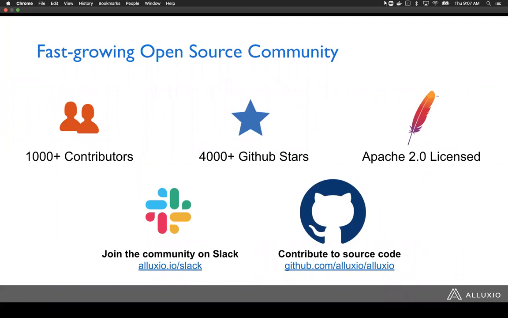We have a fast growing open source community. We have a variety of contributors from both the industry and academia spread across different parts of the world. Our GitHub repository is extremely active, and in case you want to learn more about the project, feel free to get in touch with us on our community Slack channel. The link is there on the screen for you guys to view.